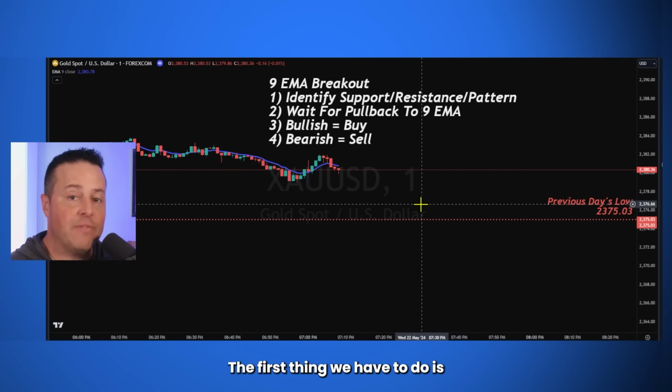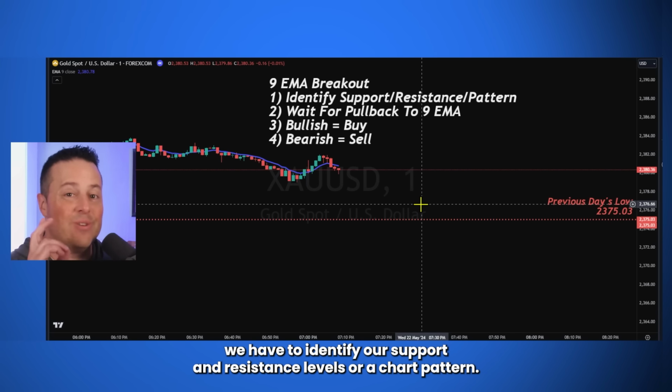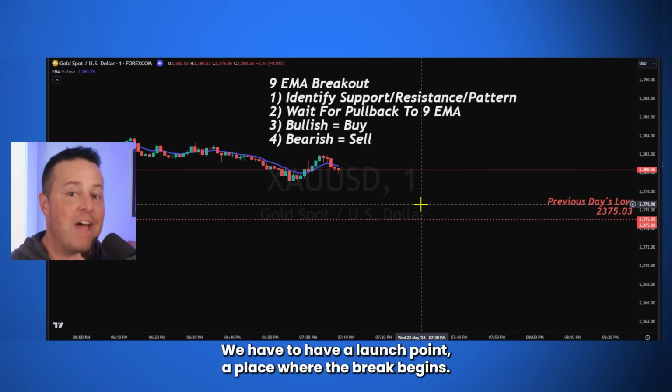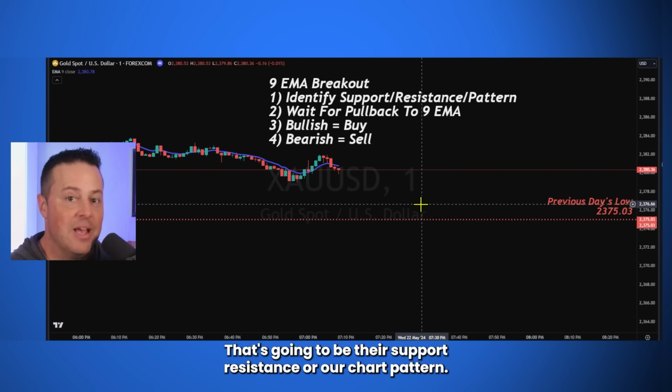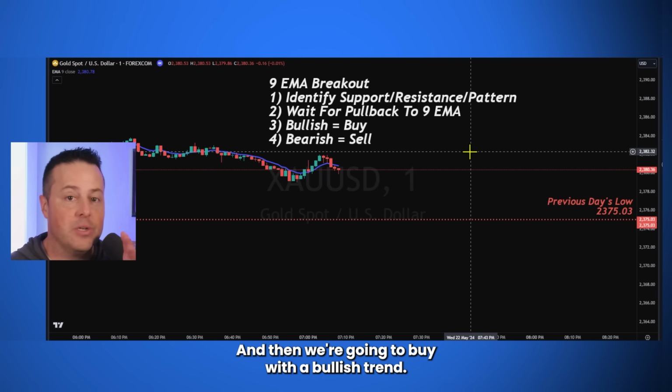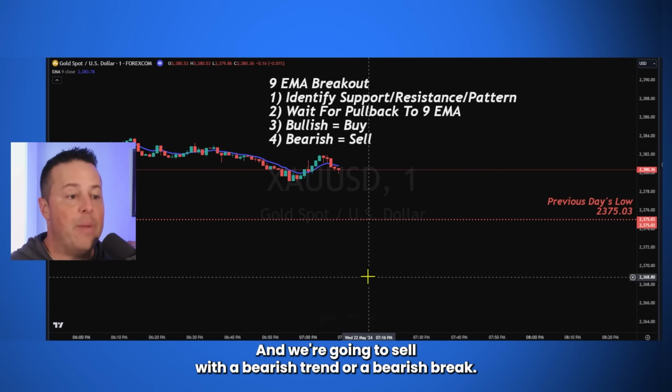The first thing we have to do is identify our support and resistance levels or a chart pattern. Remember, we're playing a breakout. We have to have a launch point, a place where the break begins. That's going to be either support, resistance, or a chart pattern. We're going to wait for a pullback to the 9 EMA, and then we're going to buy with a bullish trend, and we're going to sell with a bearish trend or a bearish break.